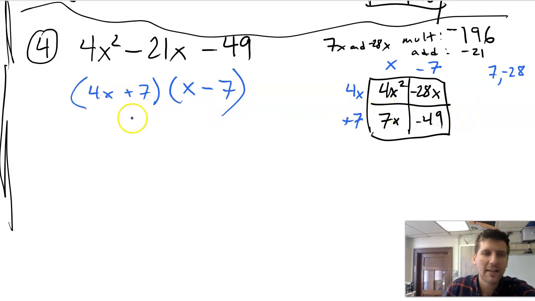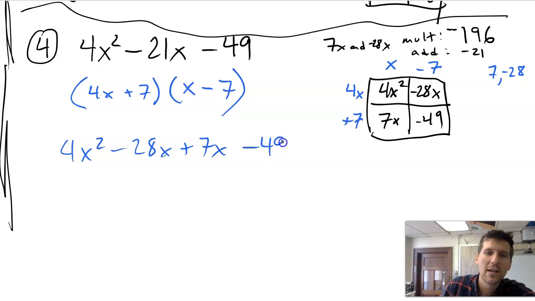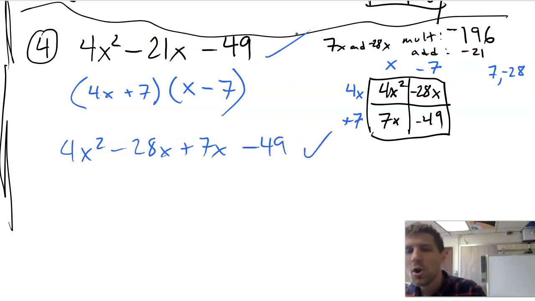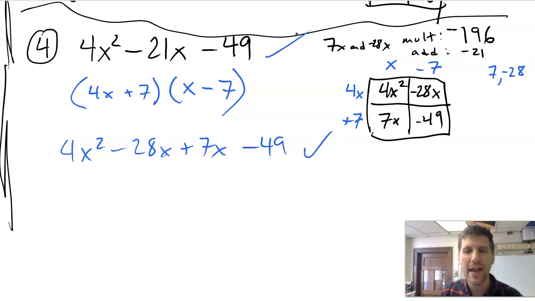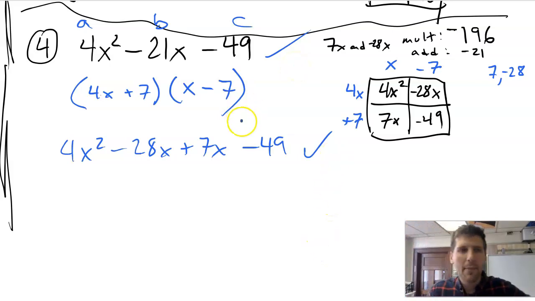But once you got there, it doesn't become too bad, because now we could multiply it out. I'll get a 4x squared minus a 28x plus a 7x minus 49, and we can confirm when we add those together we would get this. Hope this video was helpful for factoring non-monic trinomials, right? Thinking about the A, the B, and the C, and using those to get to this answer. I'm going to do one more here just because I'm having so much fun.